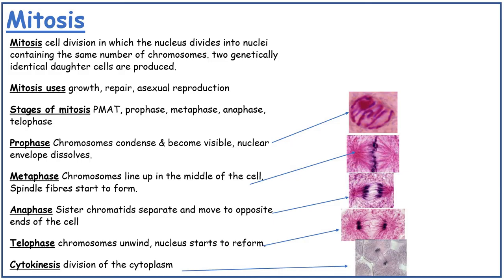Prophase is where the chromosomes condense and become visible and the nuclear envelope dissolves. Metaphase is where the chromosomes line up at the middle or the equator of the cell and spindle fibres start to form. Anaphase is where the sister chromatids separate and move to opposite ends of the cell. Telophase is where chromosomes unwind and the nucleus starts to reform. And cytokinesis is division of the cytoplasm.